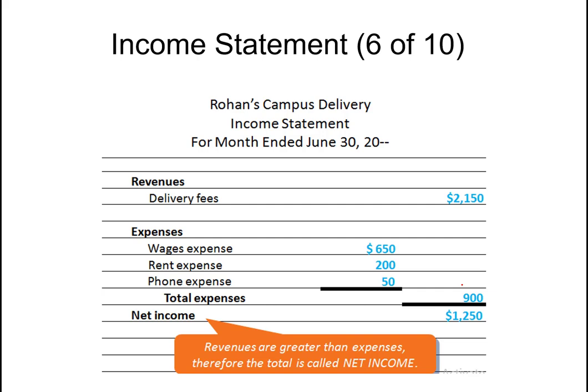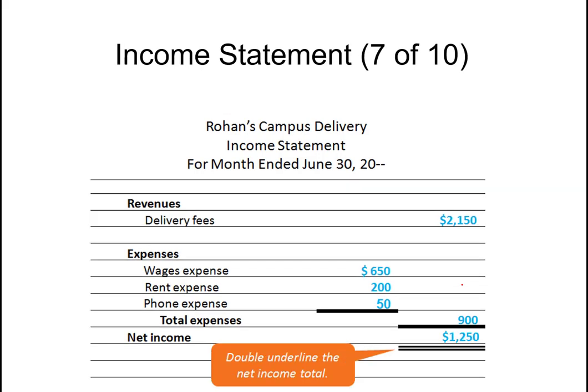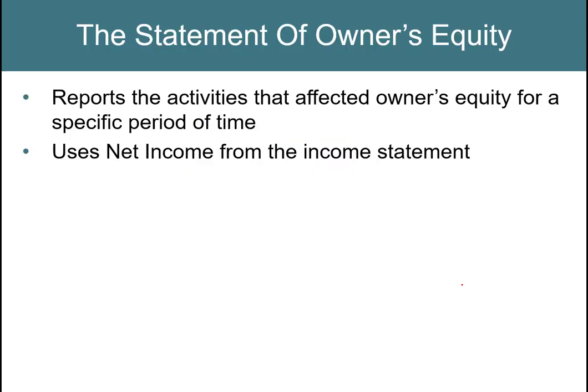Revenues are greater than expenses. Therefore, the total is called net income. I repeat, revenues are greater than expenses. Therefore, the total is called net income. This is your net income. How much is your net income? 1250. Okay, and then you double underline the net income total.